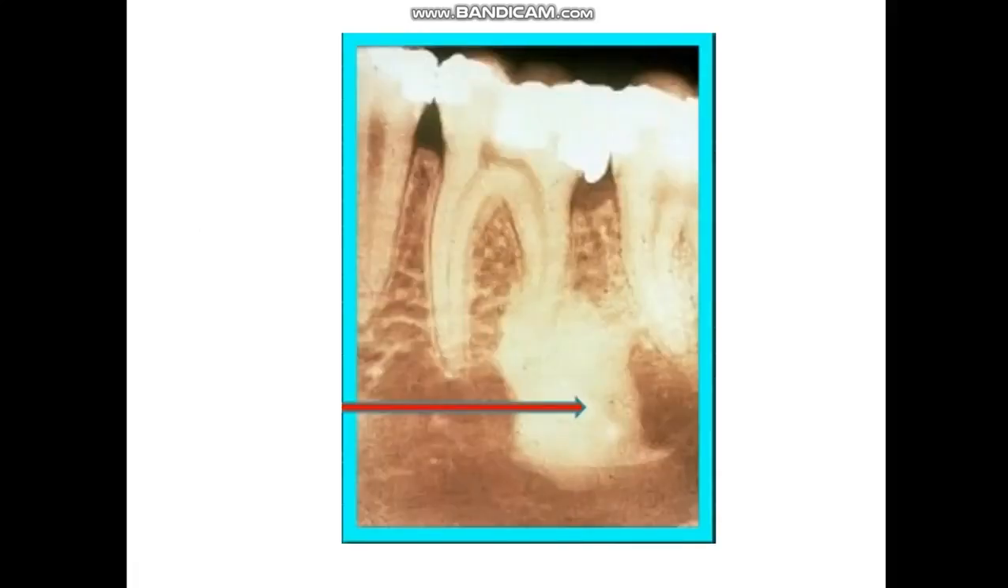Here also we can see there is well circumscribed radiopacity associated with the apex of the root, and also there is widening in the periodontal ligament. So this is the condition of chronic focal sclerosing osteomyelitis.